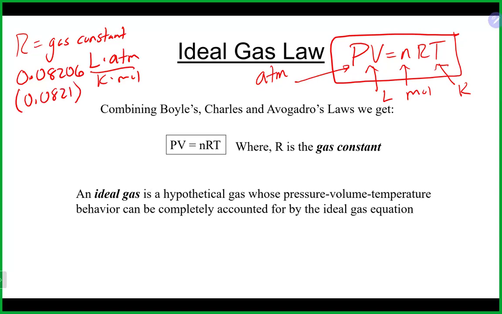I personally use the top number because that's the one they beat into my head and I can't get it out. So that's the number I use. But nowadays, books do round it a lot to 0.0821. So you can use either one you want.